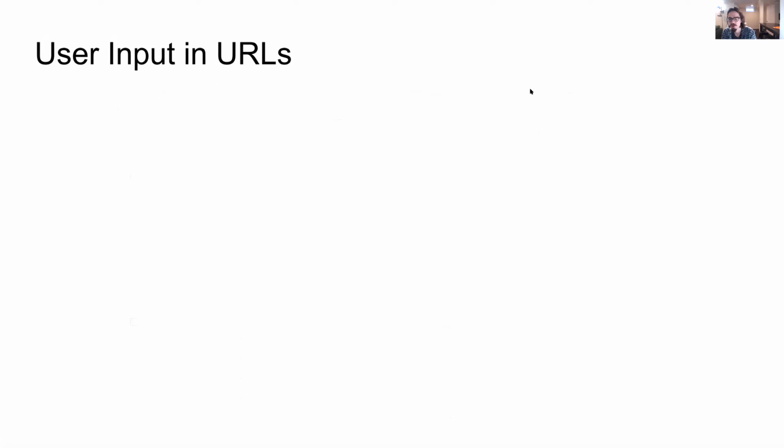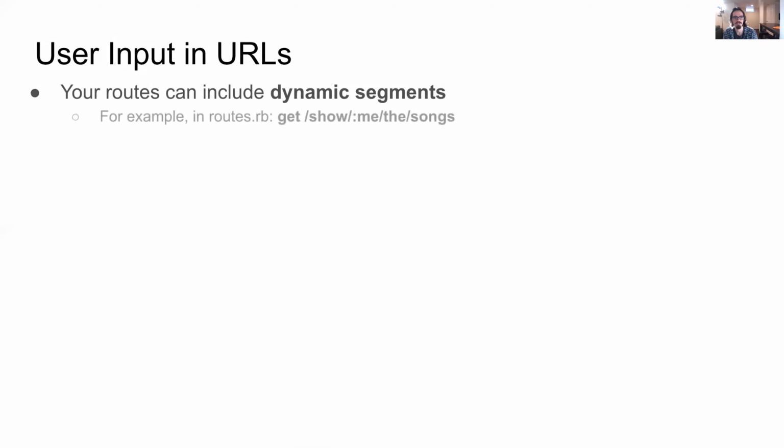Okay, so we're still talking about user input into URLs. How do we get some data out of these URLs? Your routes can include dynamic segments. The segments are the things separated by slashes. We can make some of those segments dynamic. And this is what that would look like.